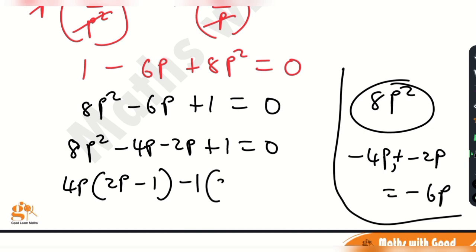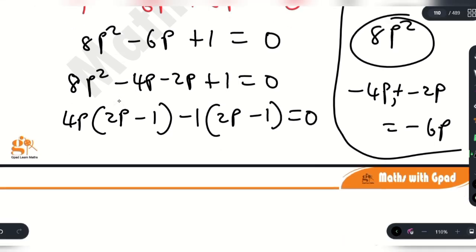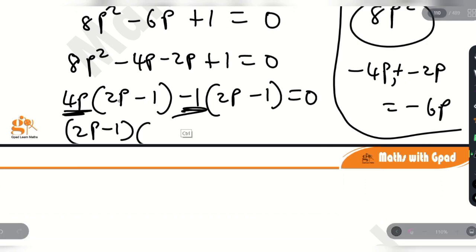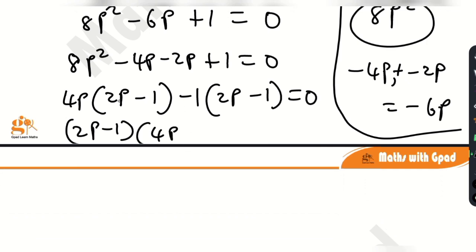1 into 2p, you get 2p. Then 1 into 1. But remember that this is minus 1, so 1 into minus 1 is minus 1. So what we have in the brackets are the same. You factorize again, so you have 2p minus 1, and then what you have outside, 4p and negative 1, all is equal to 0.